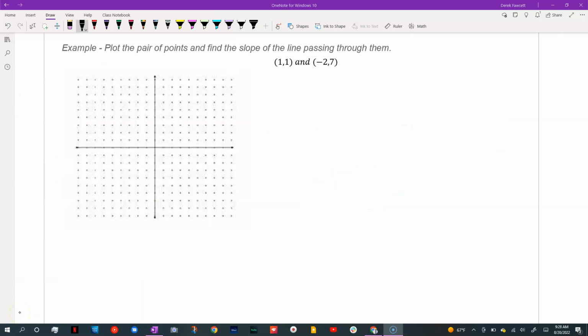Go ahead and try this next one here, plot the pair of points and find the slope of the line. This one is 100% review, probably from pre-algebra even, a long time ago. So try this one, pause the video, try it, and then come back to see how you did.